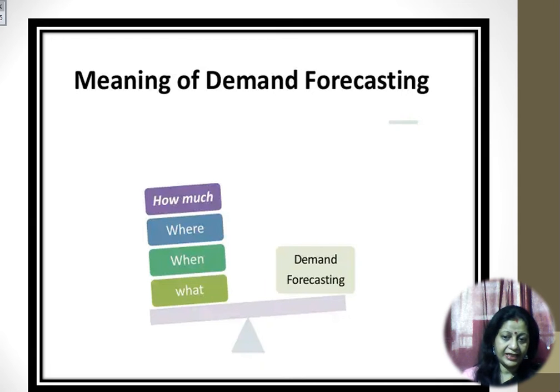So, to get the actual feedback from the market about the good which you are going to invest in, or for those goods which you are going to launch for the first time in the market, you have to take the help of the method of demand forecasting. Demand forecasting tells about how much you are going to produce, where you are going to launch the product, when you are going to launch the product, and what product you are going to launch.